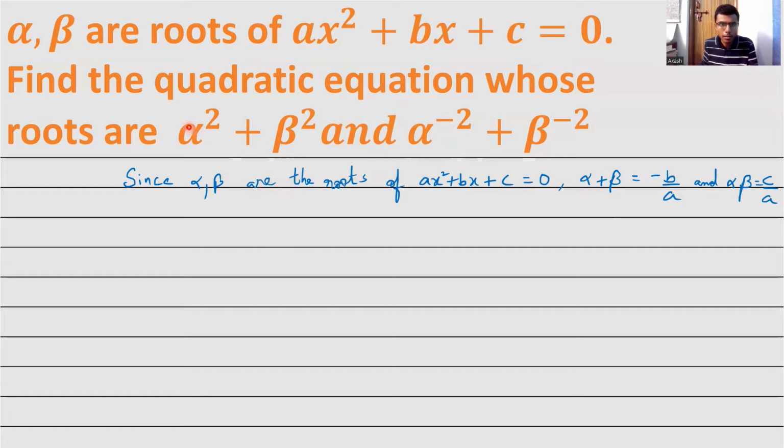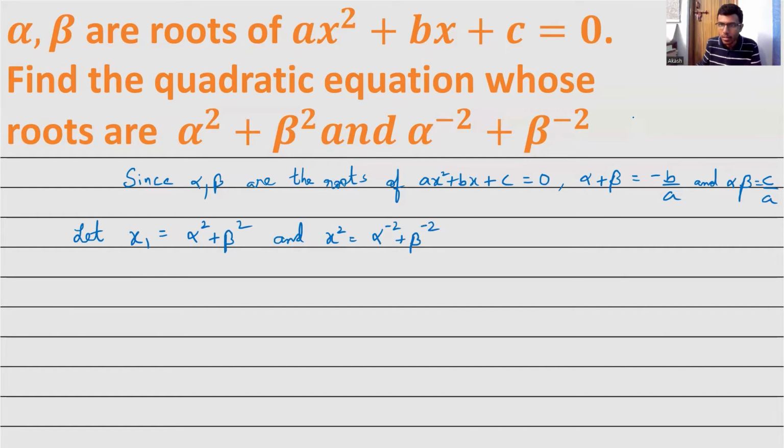Now we need to find out a quadratic equation whose roots are alpha square plus beta square and alpha power minus 2 plus beta power minus 2. I'm going to take alpha square plus beta square as x1. Let x1 is equal to alpha square plus beta square, and x2 is equal to alpha power minus 2 plus beta power minus 2.